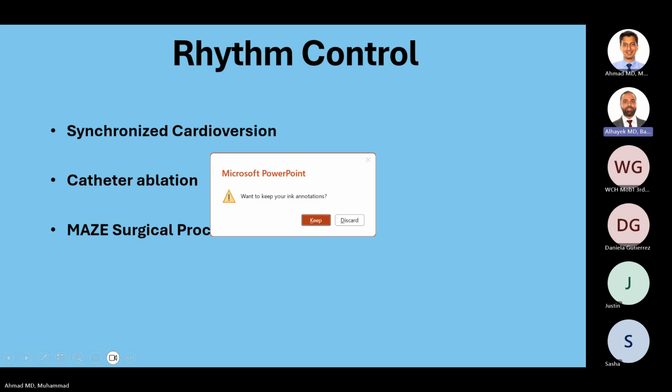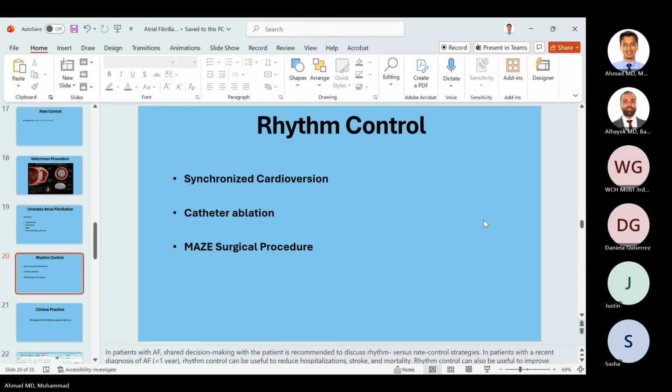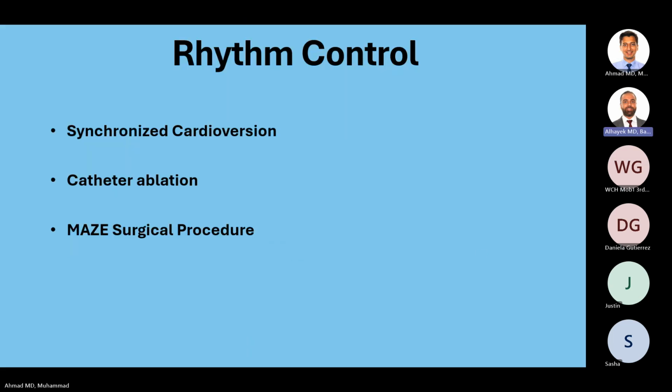All right, so as I was mentioning, rhythm control may be sought, for example, in patients with recent diagnosis of AFib less than 1 year. Rhythm control can be useful to reduce hospitalizations, stroke, and mortality risk for the patient. Rhythm control can also be useful to improve symptoms in symptomatic AFib patients. So there are different forms of rhythm control. These are three of the most common that I've mentioned.